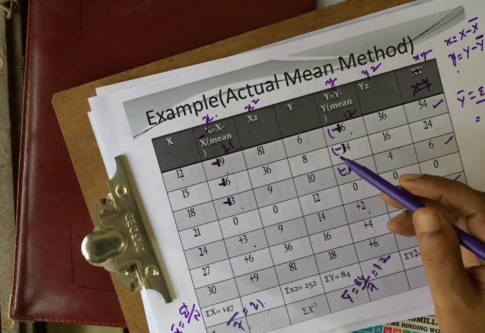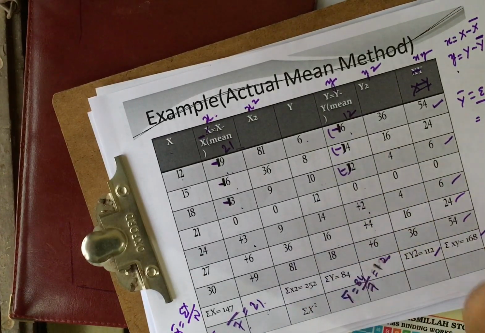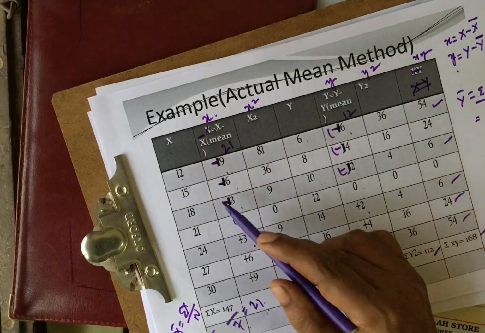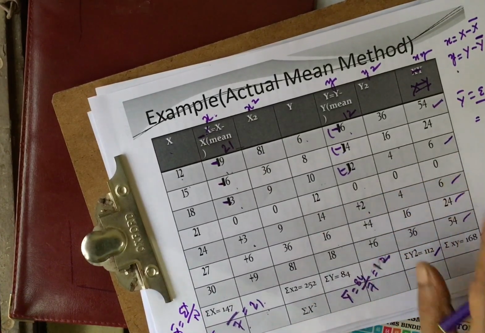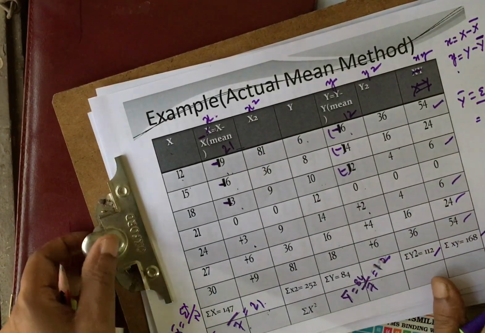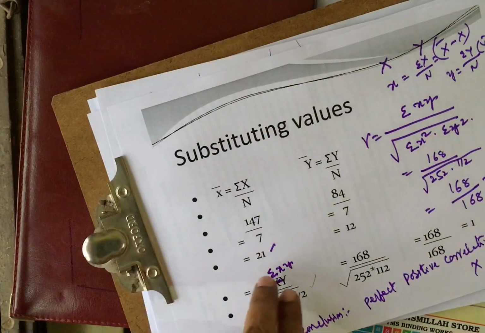If it is the opposite, if you take 18, 16, 14, 12, 10, 8, 6, then the answer will come exactly 1 but with a minus sign, the negative correlation, because x is increasing and y is decreasing. So this is the actual mean method. We can study further later also.